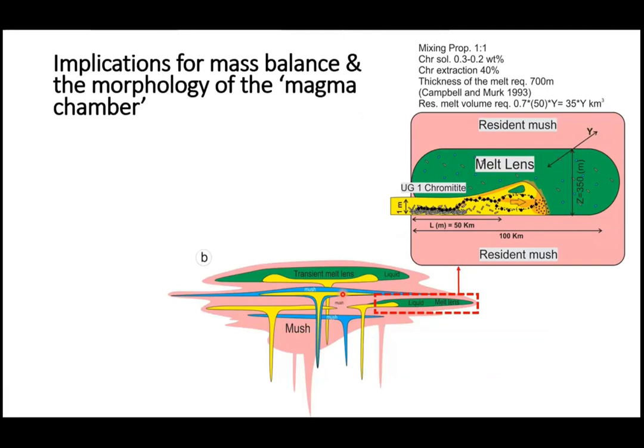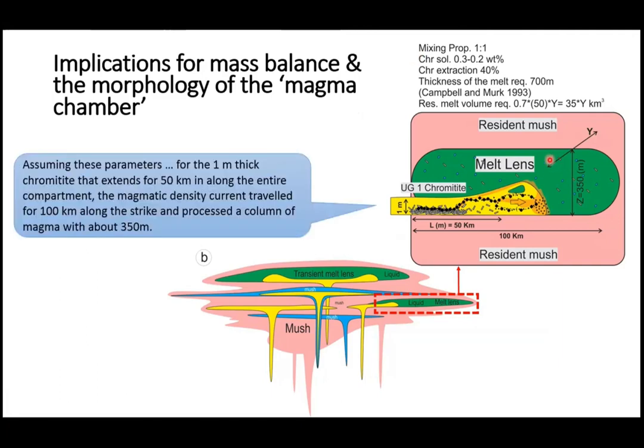Implications, and the mass balance problem: we suggest that there is no need for a thick vertical column or a big tank of melt to produce a 1 meter chromitite layer, and magma can be processed along the strike in the melt lens part of the mush column. Assuming these parameters, for a 1 meter thick chromitite that extends for 50 kilometers along the strike in the entire compartment, the magmatic density current needed to travel for 100 kilometers along the strike and process a column of magma with a thickness of 350 meters, and inject back the chromite slurries to produce this 1 meter thick chromitite.